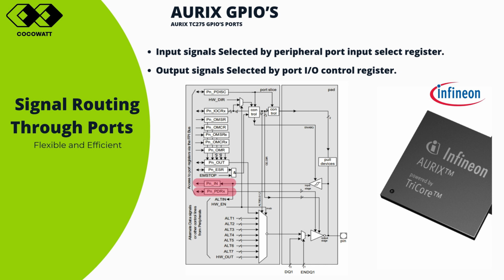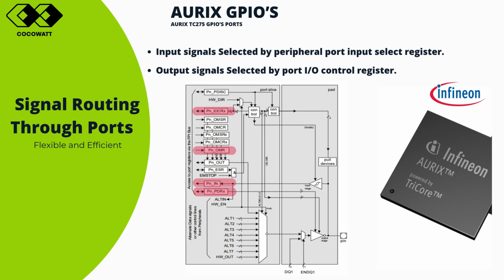Let's move on to the output signals. Output signals flow from the microcontroller to external devices such as a motor driver, LED, or communication lines. These signals are configured using port I/O control registers or port OMR. The AURIX TC275 allows you to assign any available alternate output function to a pin.